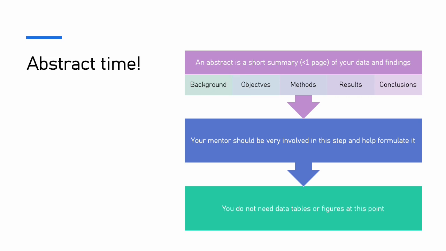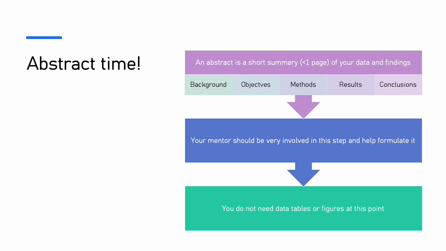Once you're finally done with the data, the next step is to write an abstract. If you don't have experience with writing an abstract from undergrad or prior experiences, you can see the different sections that you'll write about, but it's really a short one-page summary of your data and your findings. And as I've already mentioned a bunch of times, your mentor should be very involved in this process and help you formulate the abstract. What I recommend is writing a rough draft of it, sending it to them and seeing what they say. And then once they give some edits, meet with them and talk about it for a little bit.